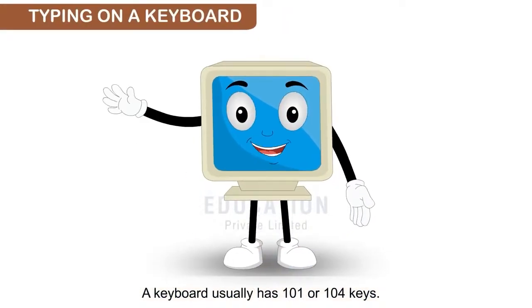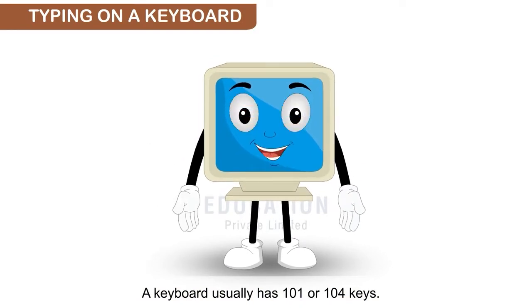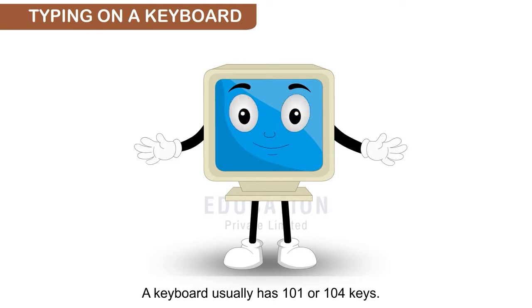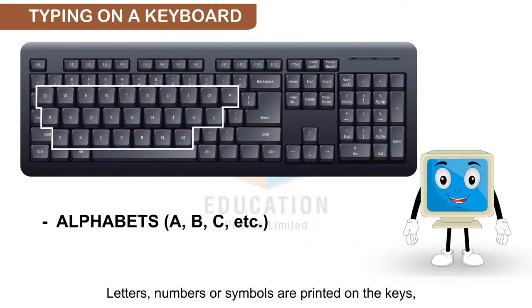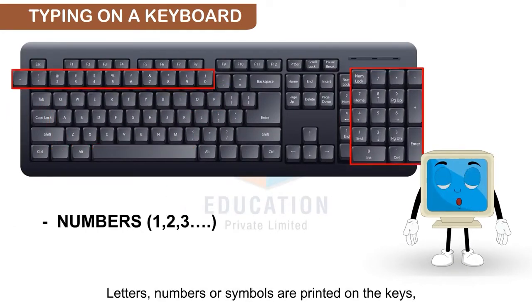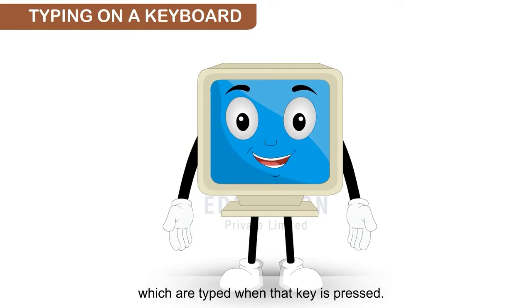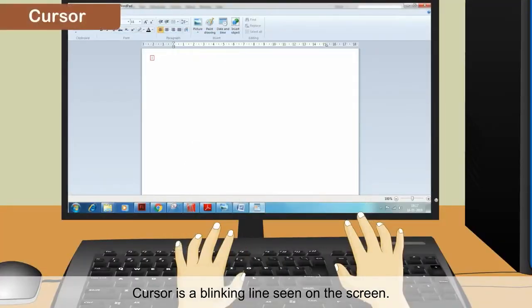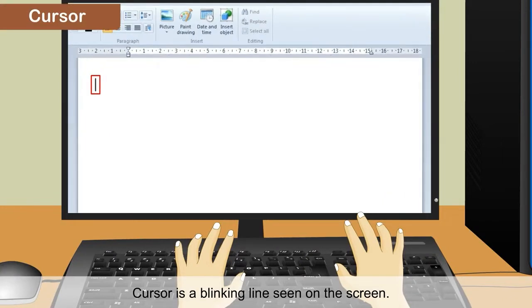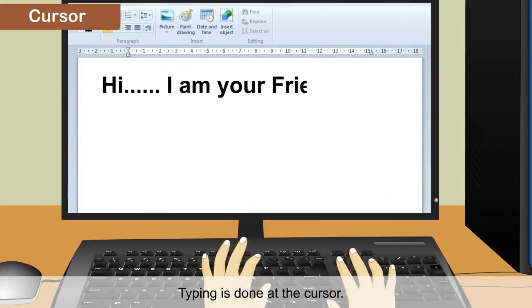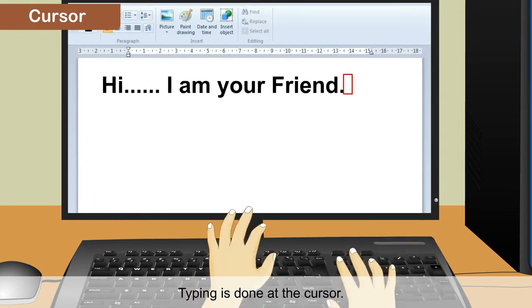A keyboard usually has 101 or 104 keys. Letters, numbers, or symbols are printed on the keys, which are typed when that key is pressed. Cursor is a blinking line seen on the screen. Typing is done at the cursor.